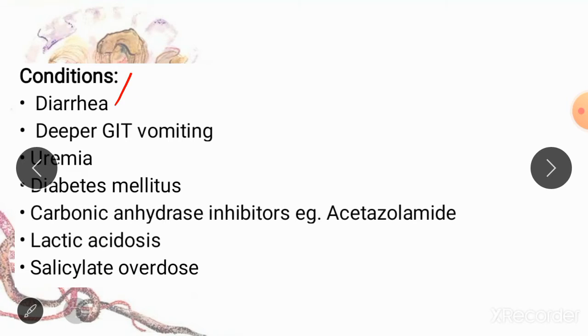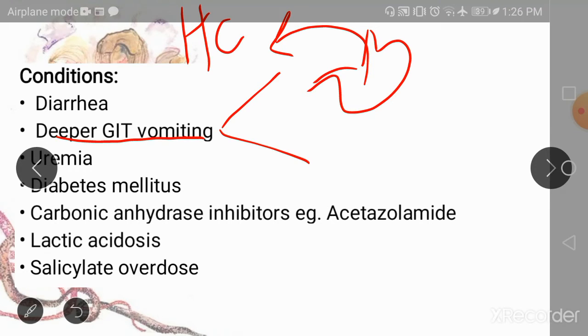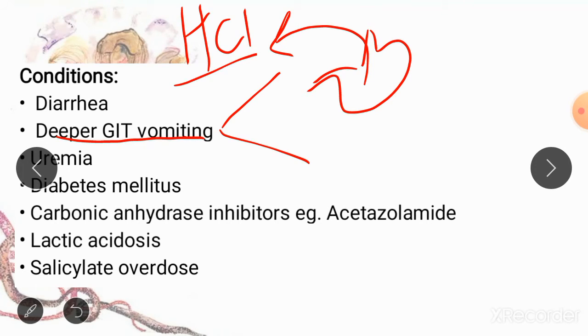Okay, three stars for diarrhea, because this is often given as a scenario for metabolic acidosis. Also, deeper GIT vomiting. There are two kinds of vomiting. One in which you vomit out the contents of your stomach. When you vomit out the contents of your stomach, you are losing HCl from your stomach, and when this HCl is lost, this is going to result in alkalosis. So we are not talking about stomach vomiting.